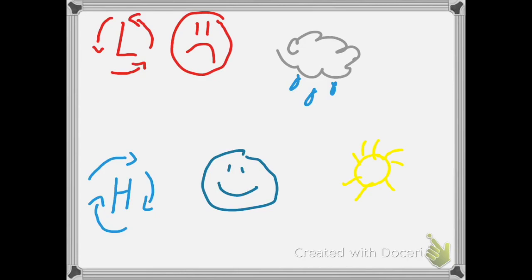And remember that air moves from high pressure to low pressure. And that is one of the things that helps cause wind.